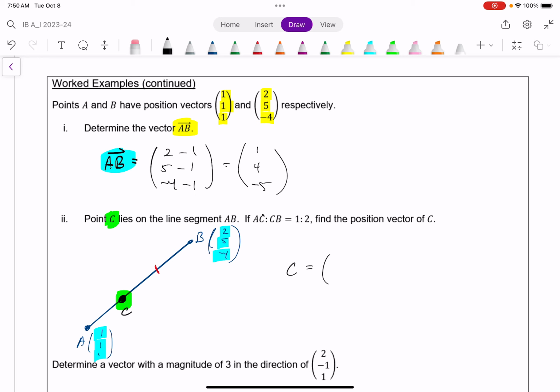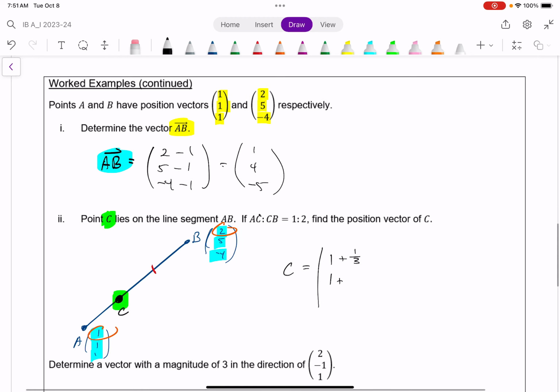So the difference from here to here is 1. So I want to add an extra third to 1. So 1 plus a third, because we're only going 1/3 of the distance. For the next coordinate, I got to have 3 here. So I start at 1 again. And this time, AB goes from 1 to 5, which is a difference of 4. So I want 1/3 of that 4 distance. So it's going to still go 1 plus 4/3.